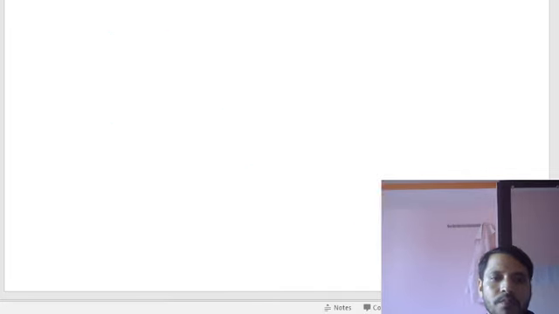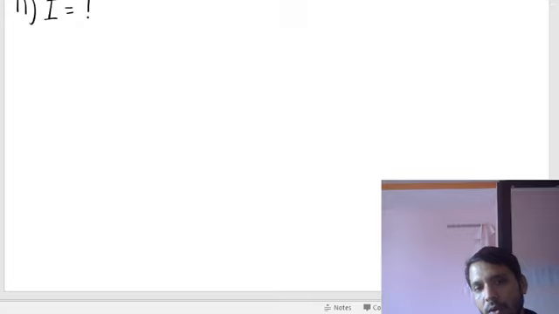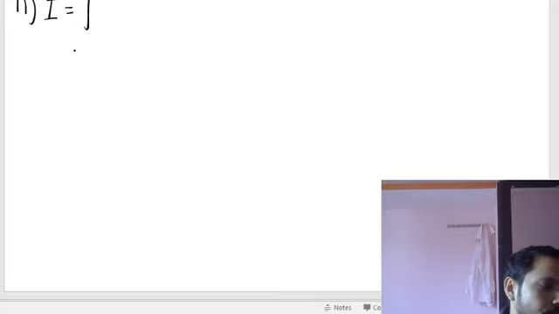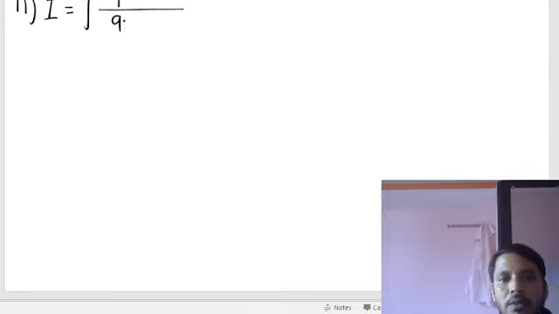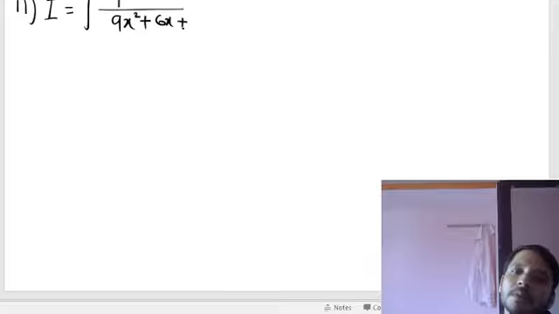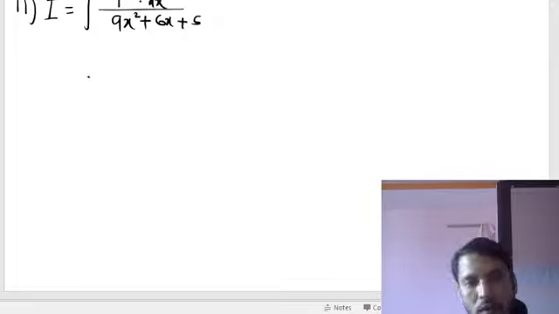Now next, question number 11. What is question number 11? Let I, that means the integration, be equal to the integral of 1 upon the quadratic 9x square plus 6x plus 5, dx. Here again we have to complete it, applying the completing the square method.